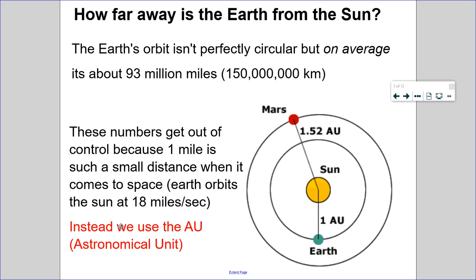So instead, we use something called the AU, which is called the astronomical unit. And it is equal to the average distance of the Earth to the sun. So our distance is equal to 1 AU, and the distance to Mars is 1.52 AUs, about 1.5 AUs, because it's a little bit farther away.